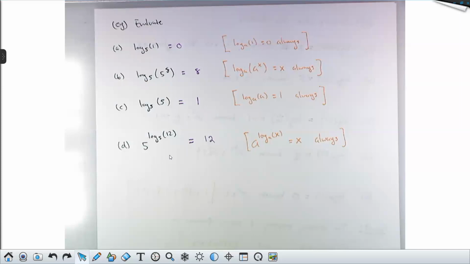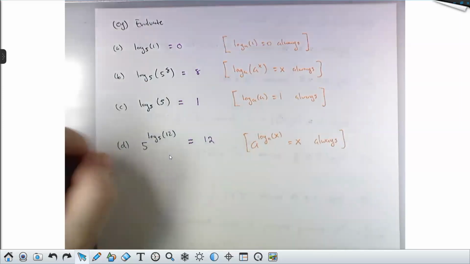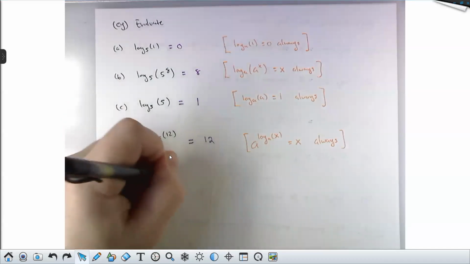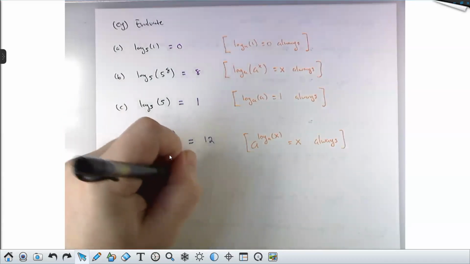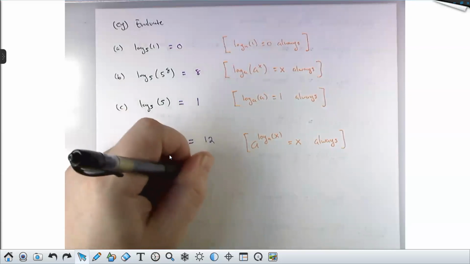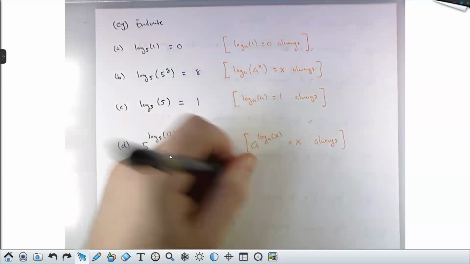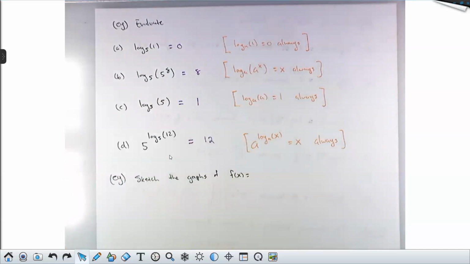We already saw the graph of the base 2 logarithm. So let's look at some transformations.